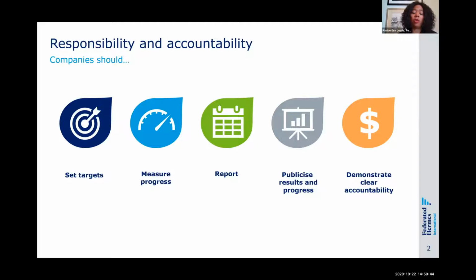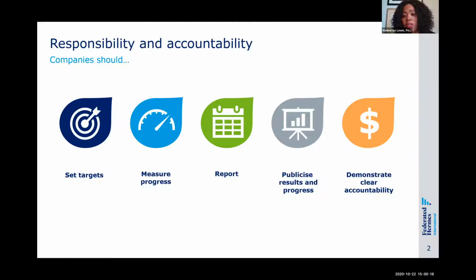Secondly, measure progress alongside these targets and report on them regularly, whether quarterly or yearly. Because of gender pay gap, and because some companies have signed onto other charters, they are already required to report to comply with some legislation or regulatory requirements. But we also urge companies to do this in all of the areas where they have set targets, beyond where it's necessarily required by regulation.